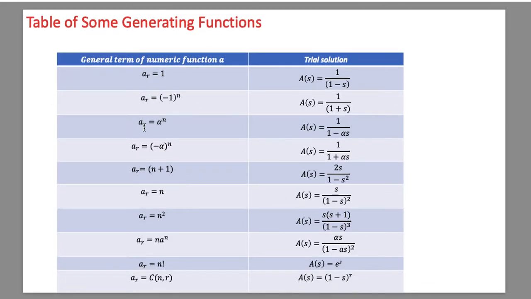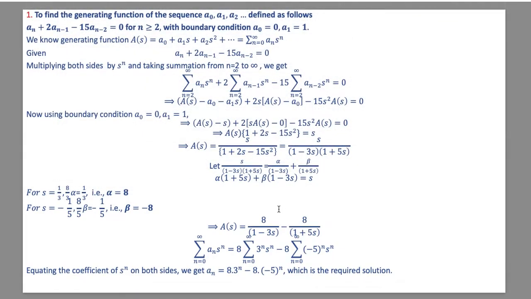See, if a raised to n is alpha n, then it is 1 minus alpha s. If it is minus alpha n, then it is 1 plus alpha s. So alpha raised to power n means 3 raised to power n, and minus alpha raised to power n is minus 5 raised to power n s n. So equate the coefficient of s raised to power n on both sides. Here we have a n, here we have 1/8 times 3 raised to power n, here we have minus 1/8 times minus 5 raised to power n.